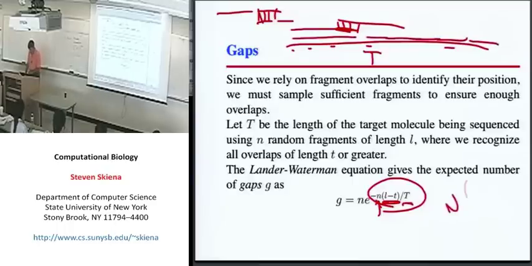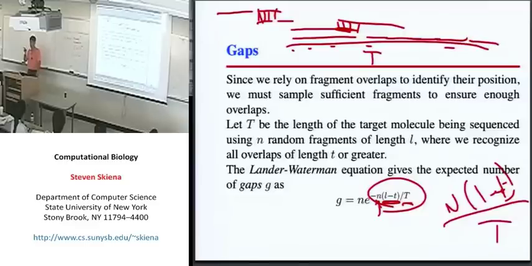N L minus T is the amount of interesting data you got, potentially. Dividing it by the length of what you want, that fraction is how many times you saw the genome that you saw. Let's think about it that way. It's the ratio of the raw data that you have to the length of what you're trying to sequence. If you don't have at least one, it's hopeless.